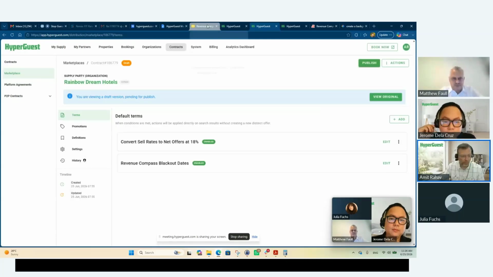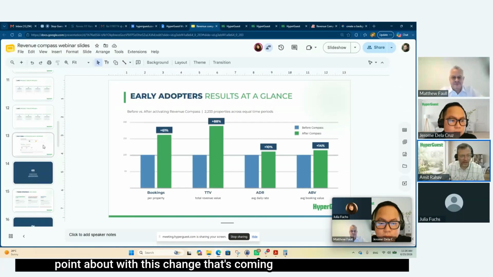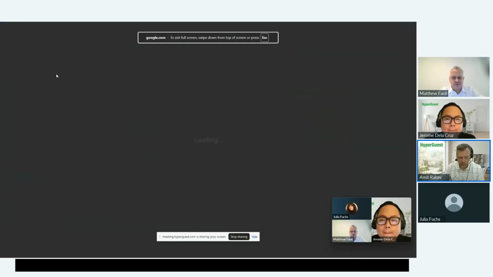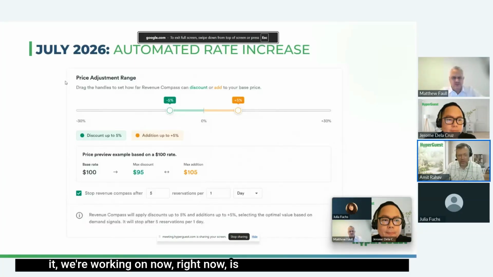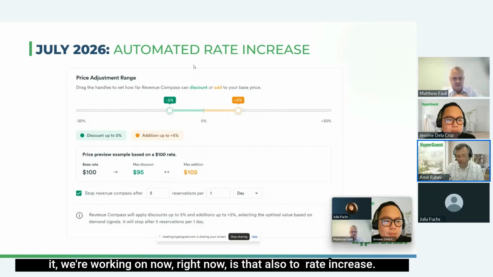And one important point, with the change that's coming out now, the release that we're working on right now, is that it also applies to rate increases. So on some days of the year, we actually want Compass to get a better ADR than what I gave it.